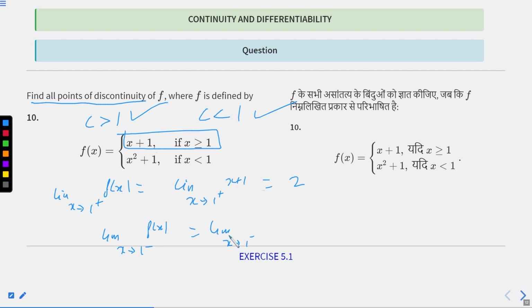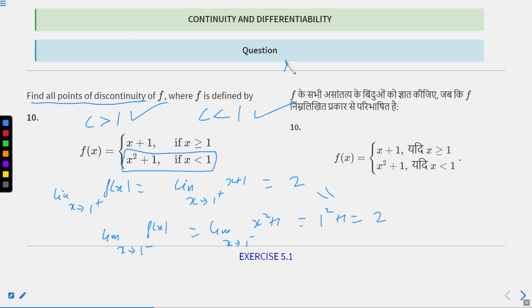Now you are approaching from the left hand side. Then you have to approach this, x square plus 1. This will be 1 square plus 1, which means 2. So far so good. The right hand side and left hand side limits are both equal to each other.